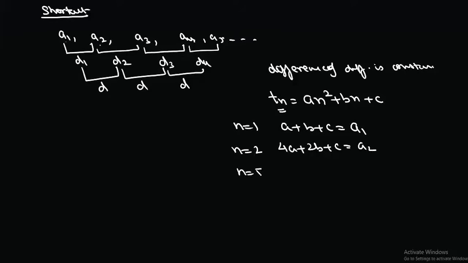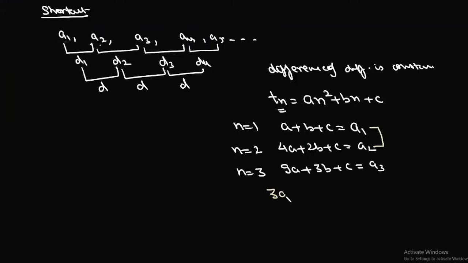And if we put n as 3, we'll get 9a plus 3b plus c, and that will be equal to a3. So now we have three equations and three unknowns. We need to find the value of a, b, and c. Now what we'll do is subtract first from second.